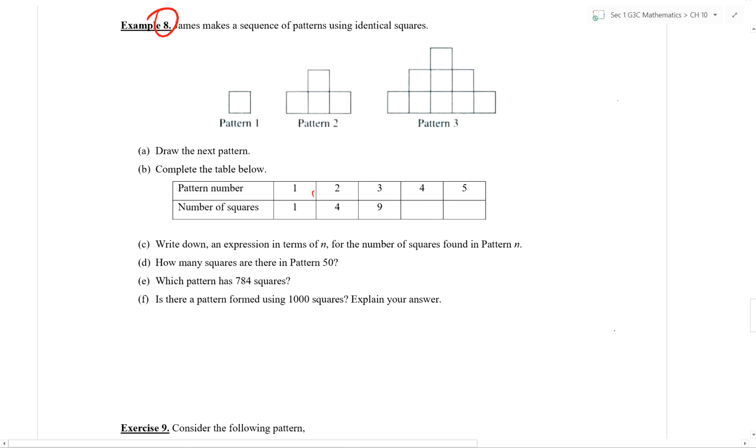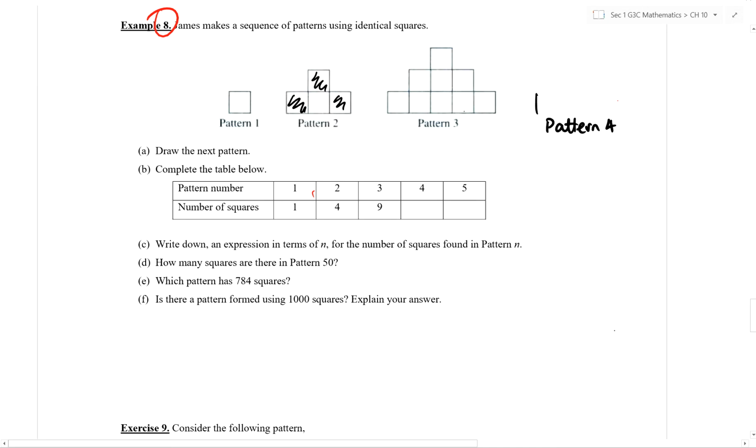Okay, so here we have example number 8. Three patterns, three diagrams shown for this pattern. Draw the next pattern. So this is another type of question. Pattern number 4. Please use your ruler. We see that pattern number 1 has 1 square. Pattern number 2 builds on pattern number 1 with 1 square on the left, 1 on top, 1 on the right.